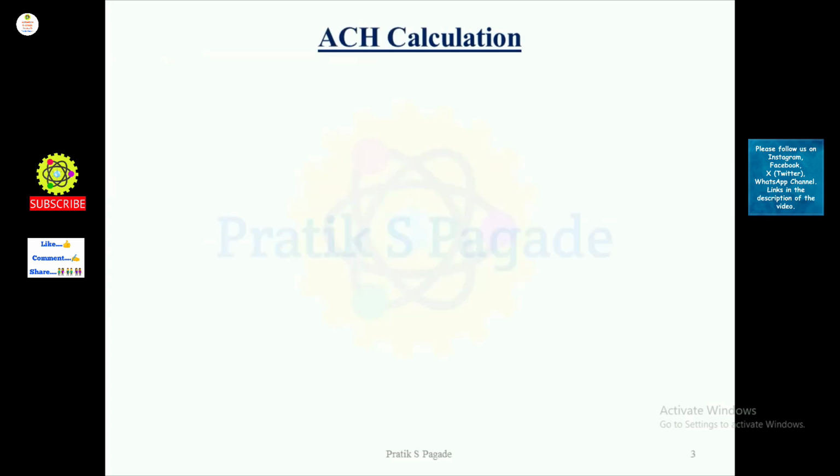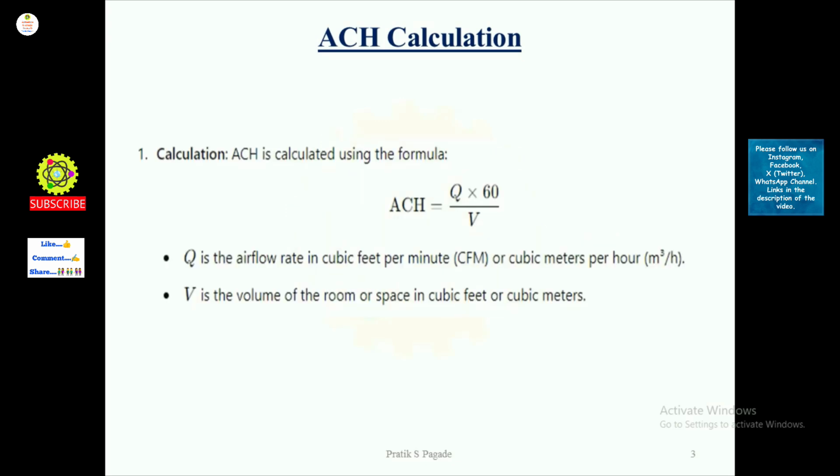So here, ACH calculation. ACH is calculated with the help of airflow rate and room or space volume. ACH is calculated using the formula: ACH = Q × 60 / V, where Q is the airflow rate in cubic feet per minute (cfm) or cubic meters per hour (m³/h), and V is the volume of the room or space in cubic feet or cubic meters.